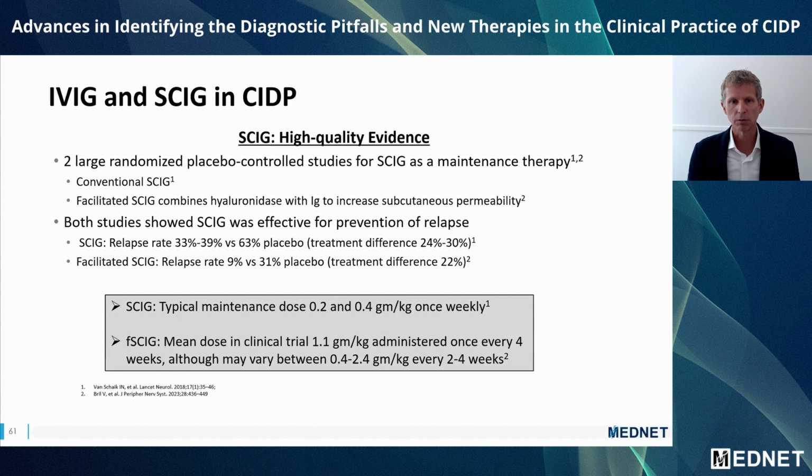But both trials showed that the drug was clearly effective, showing that both were effective for prevention of relapse in the withdrawal period, with a difference between the drug and the placebo rate of roughly 25 to 30% in both studies, showing that it was effective for prevention of relapse. So for dosing for conventional subcutaneous IG, it's typically dosed 0.2 to 0.4 grams per kilogram once per week, and for facilitated subcutaneous IG, typically around a gram per kilogram once every 3 to 4 weeks, although dosing may be quite variable.